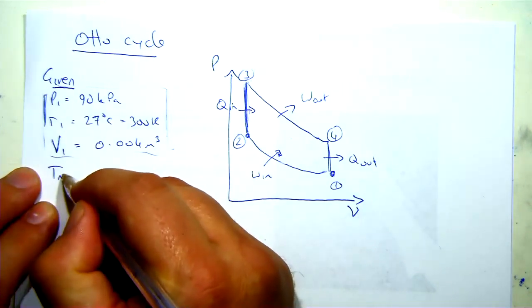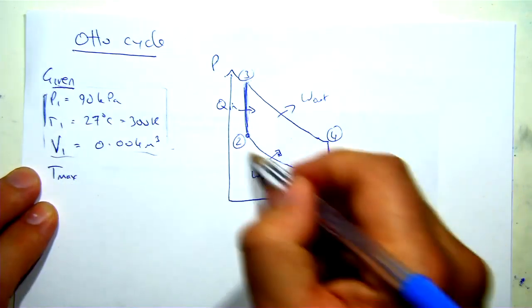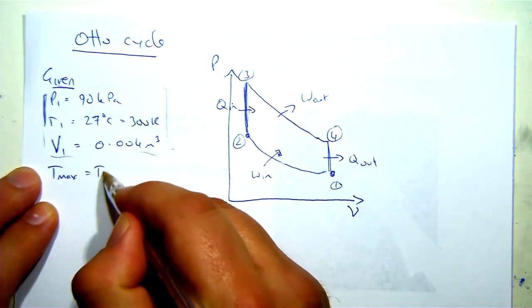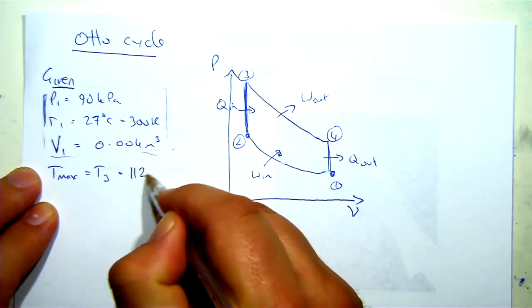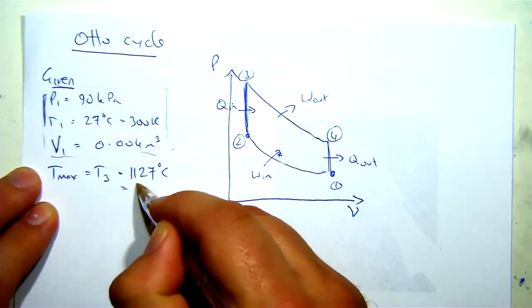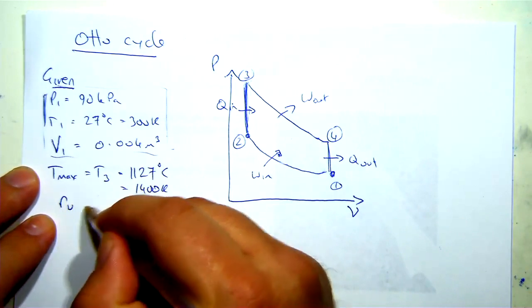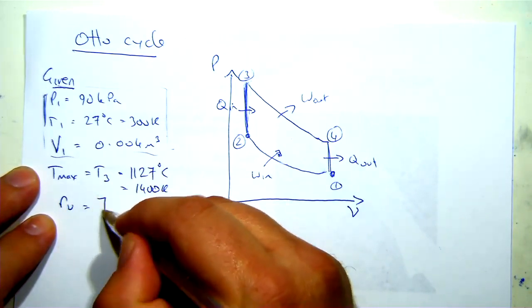I've got T max, which on this diagram is the end of the combustion process, the end of the heat addition, which is 3. T max equals T3 equals 1127 degrees Celsius equals 1400 Kelvin. And I've got that RV equals 7.